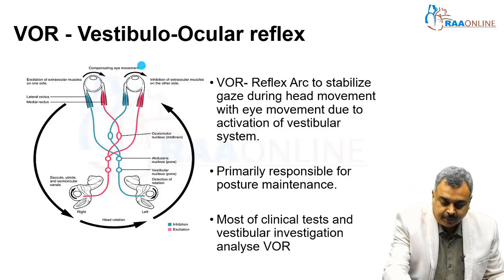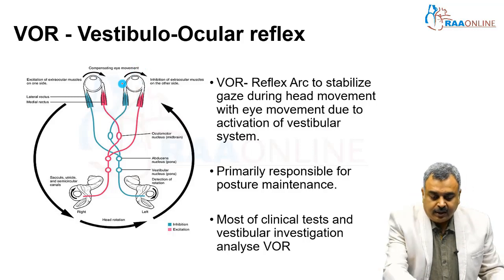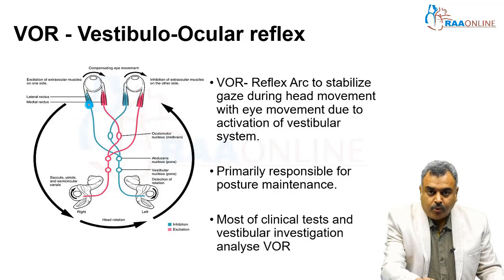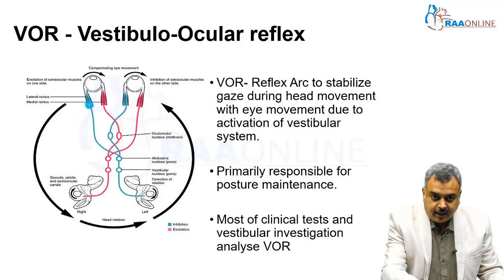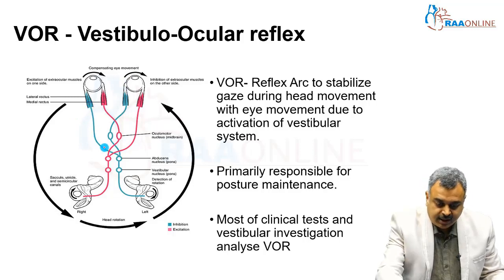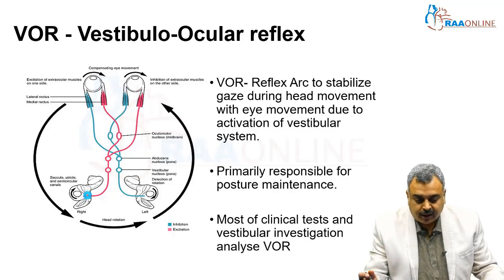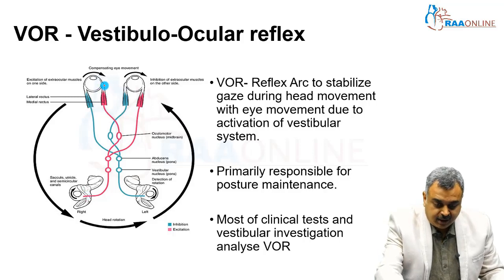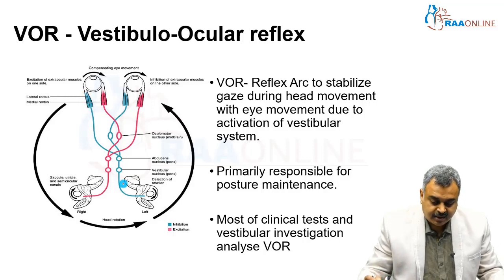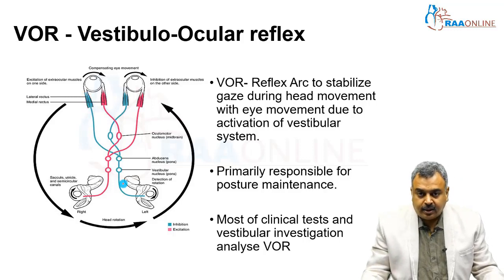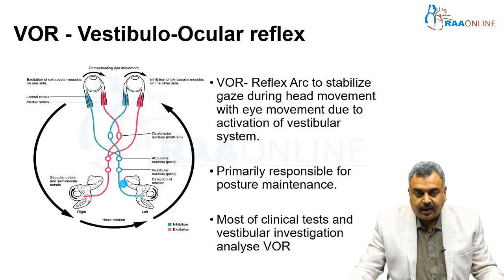So for example here, when the head is turning to the left, there is a compensation of eye movement to the right side, and the blue one is the inhibitory reflex and the red one is the excitatory reflex. So when the head moves to one side, you have the medial rectus on one side giving excitatory signals and the lateral rectus on the opposite side giving inhibitory signals, and together these compensate each other, and these two signals together help maintain a posture.